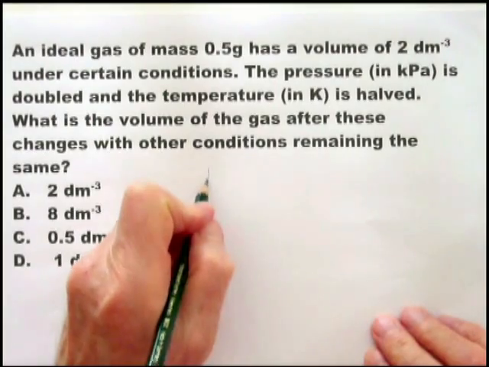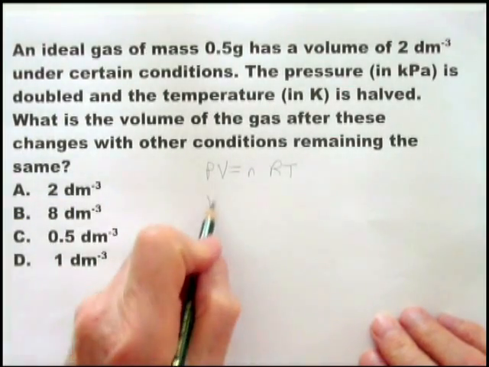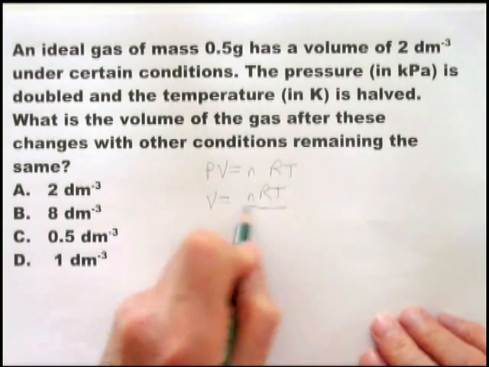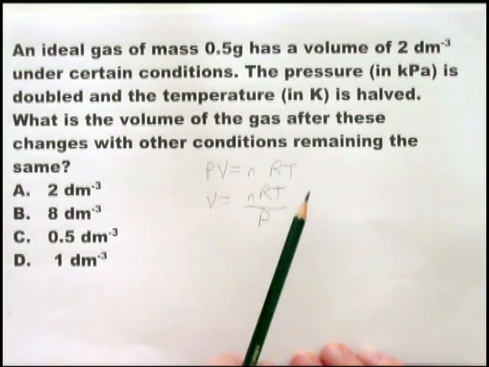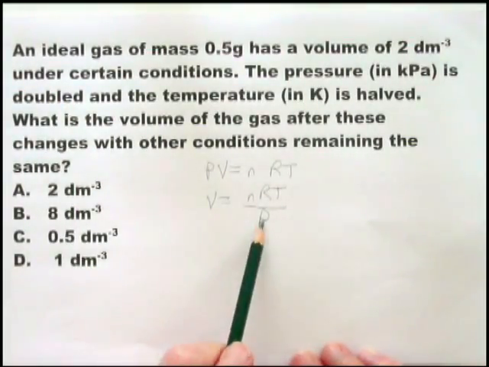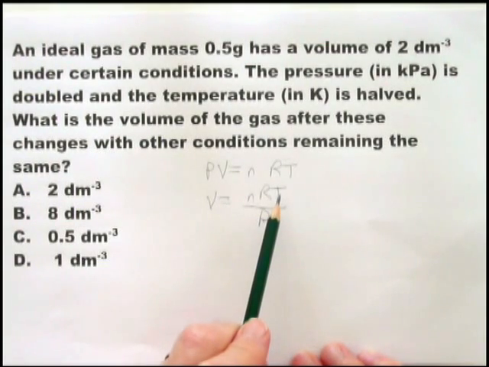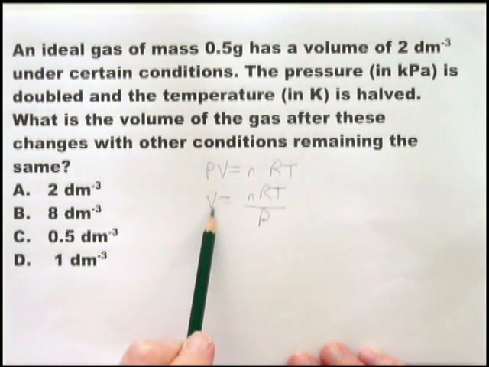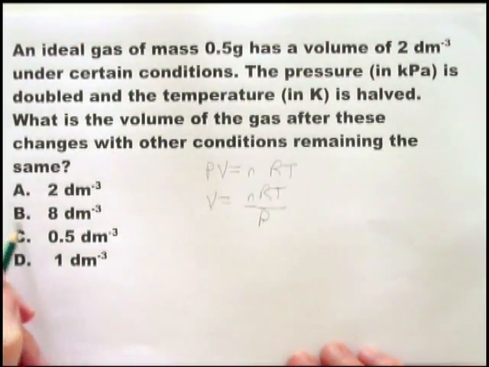So we go back. PV equals nRT. What is the volume of the gas? V equals nRT over P. And the mass is irrelevant. What we're doing, where pressure is doubled. So if you double the pressure, you will halve the volume. And if you halve the temperature, you will halve the volume again. So the volume is now a quarter of the original. What was the original? 2. A quarter of the original? 0.5.